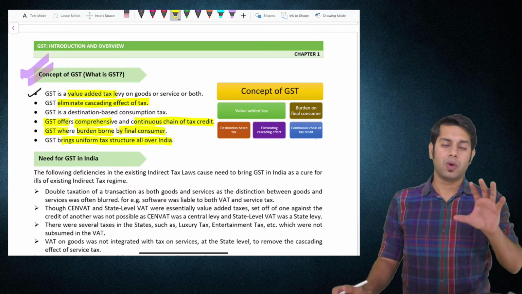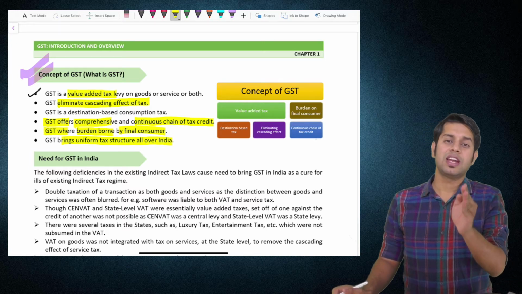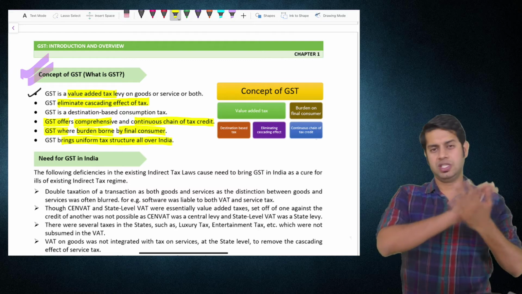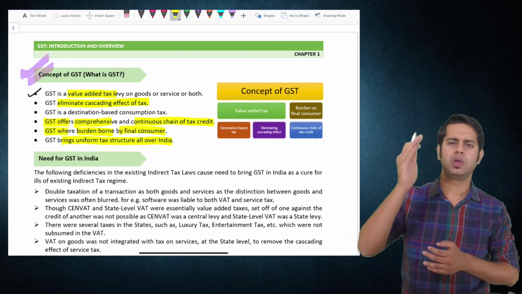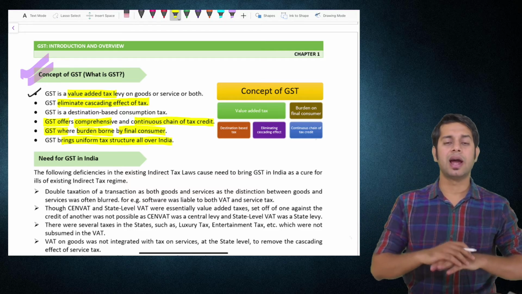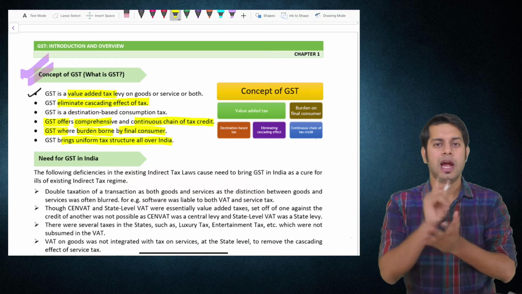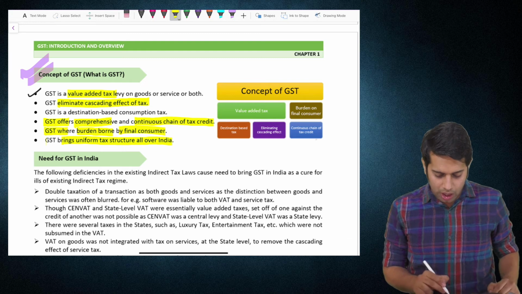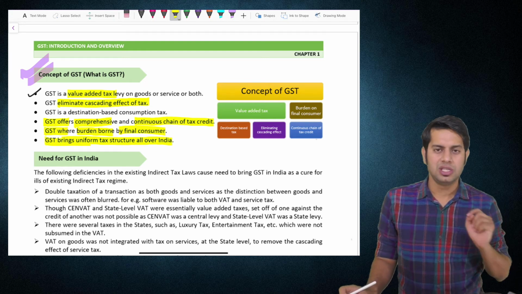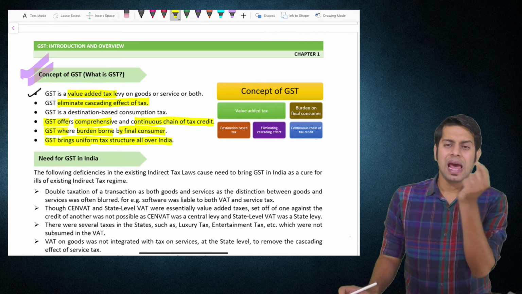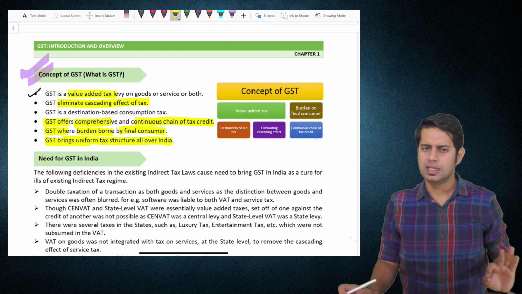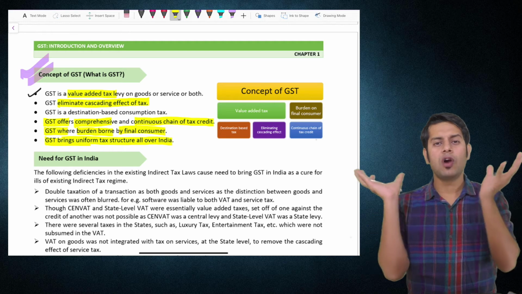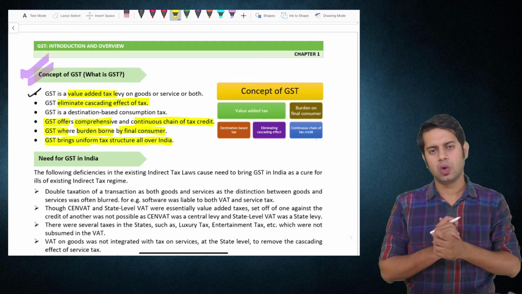What has happened is all the different types of taxes which were there before GST, be it excise duty, service tax, value added tax, luxury tax, entertainment taxes, etc., they are all now merged and became one tax, which is GST. And in entire India, any place you go, they will collect only one type of tax from you called GST. So there is a uniformity in the tax structure throughout India.